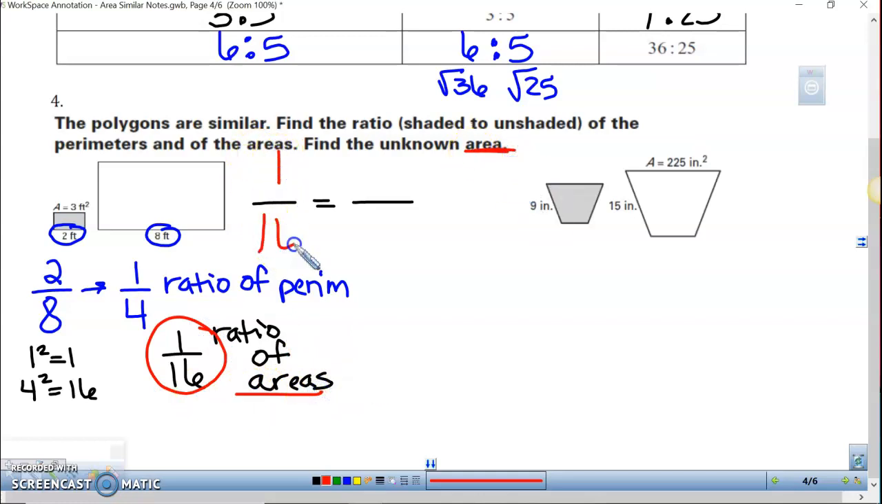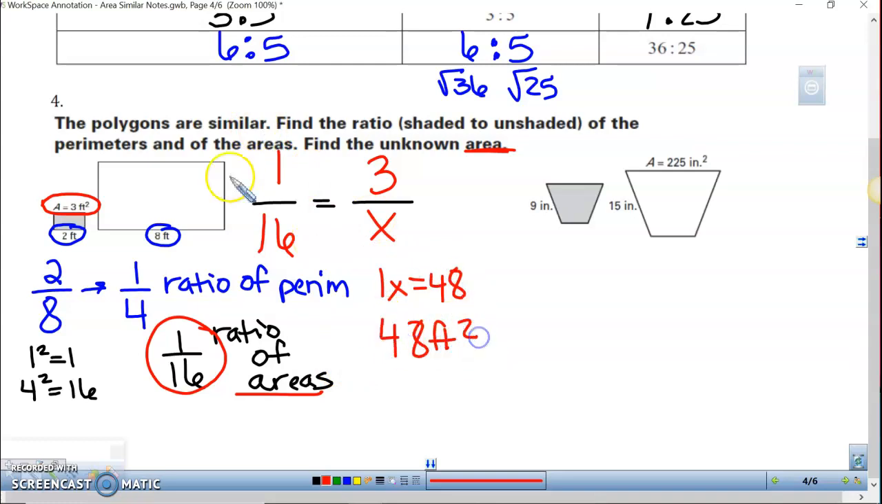So 1 out of 16. Now, does it matter if it's 1 over 16 or 16 over 1? Nope. What matters is they're giving you an area right here of 3 feet, which is squared, which is obviously the smaller figure. So that 3 feet has to go on the numerator with the smaller number in the ratio. We don't know what this is. Now we're going to cross multiply, and voila, we can solve that the bigger figure has an area of 48 feet squared.